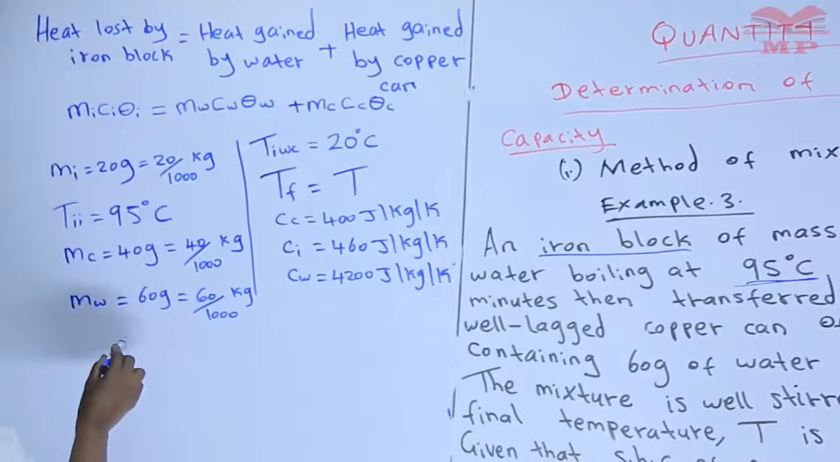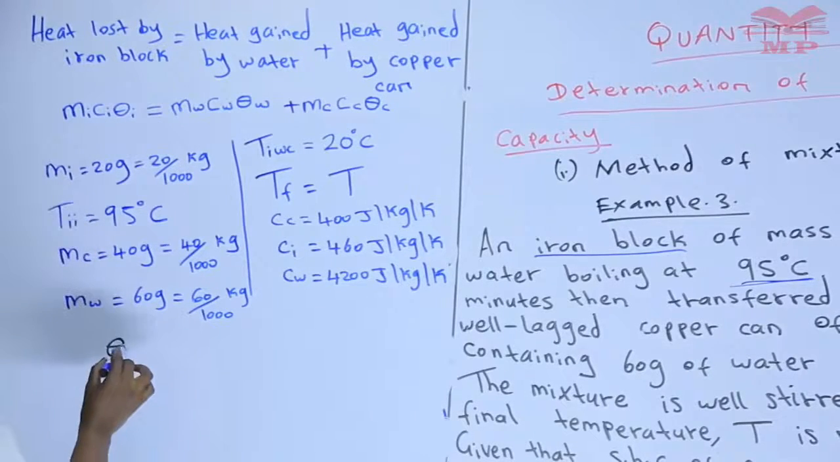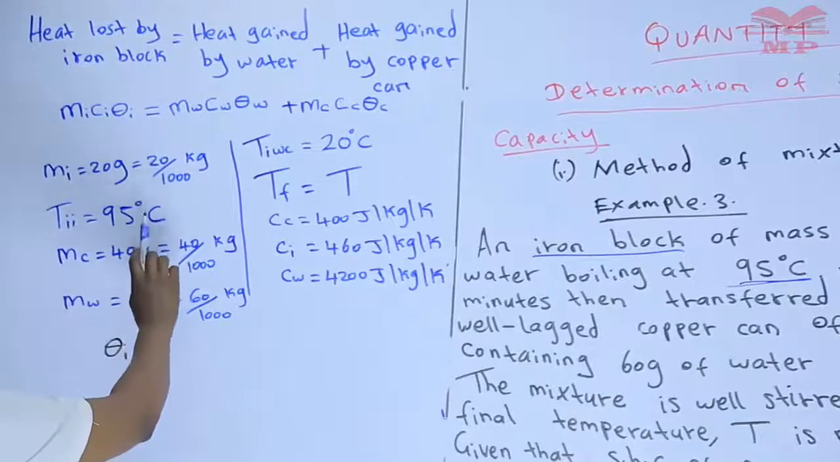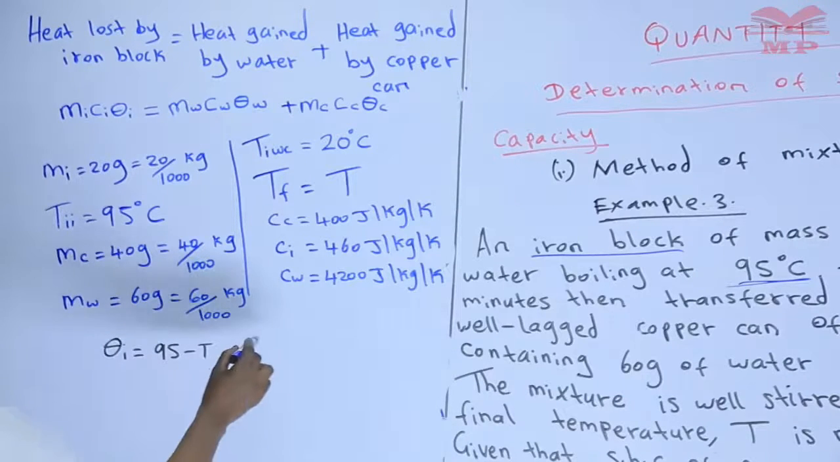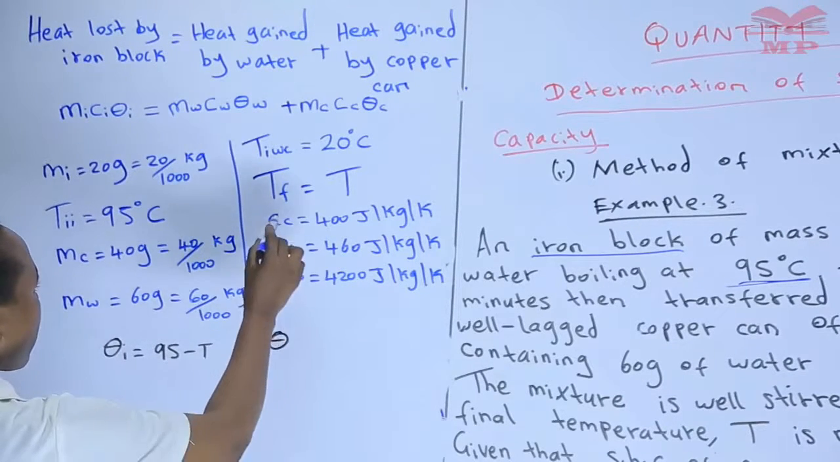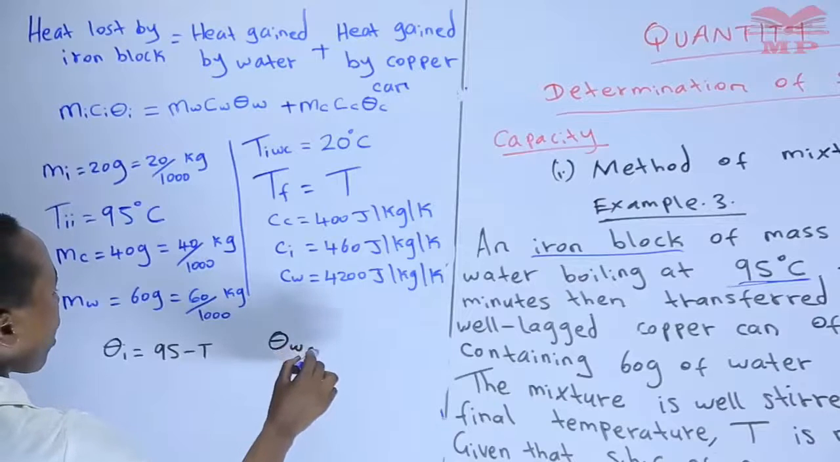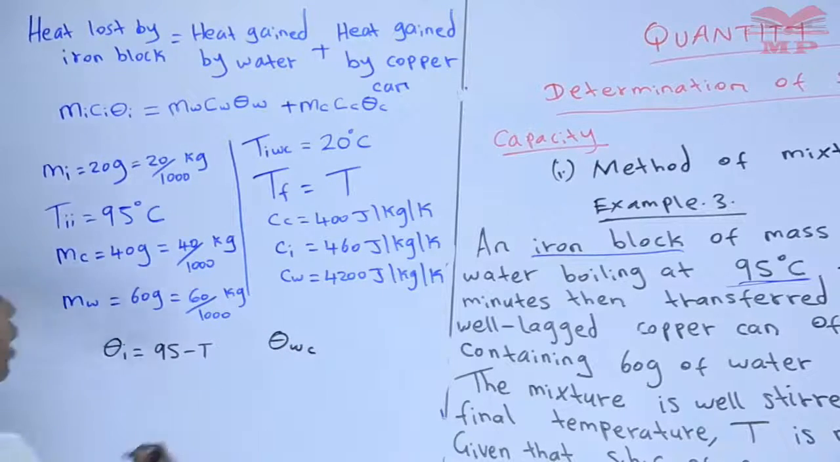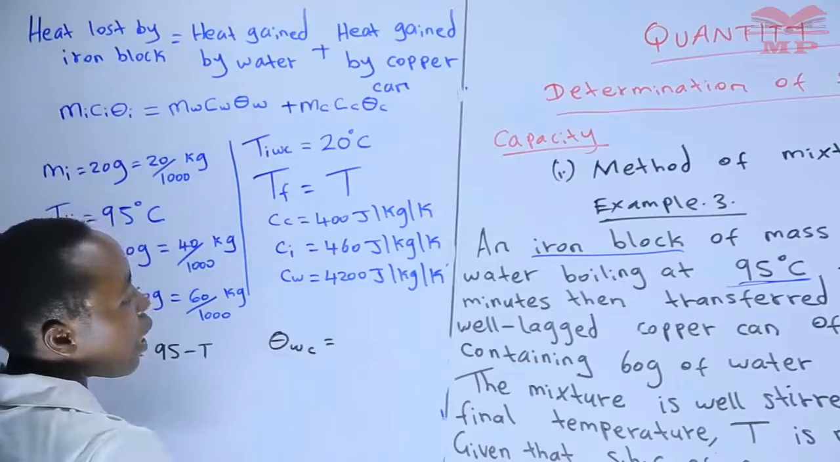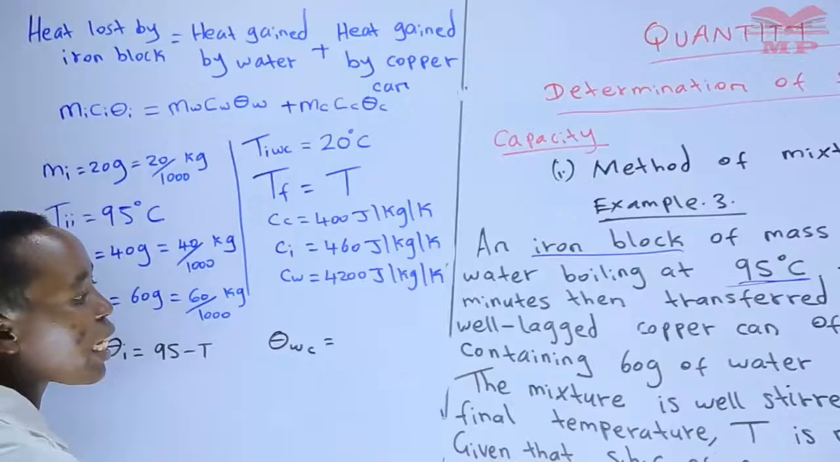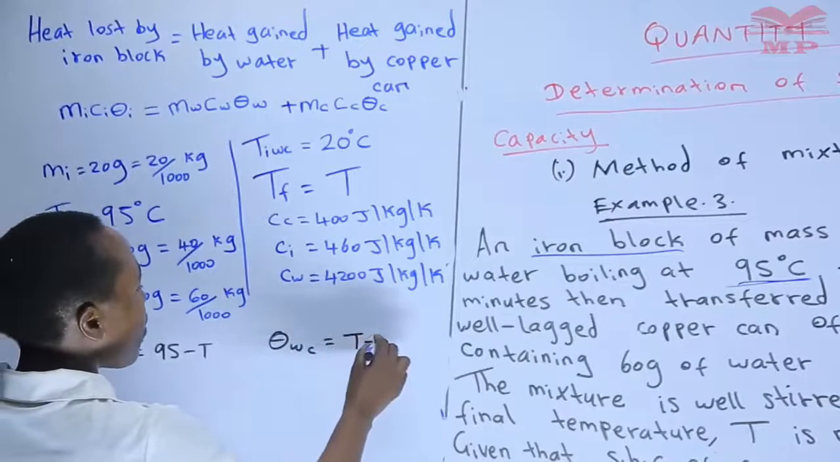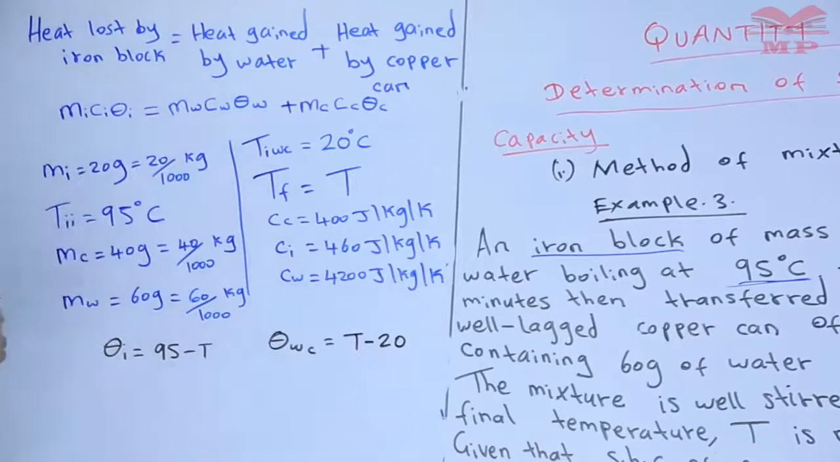that the change in temperature for the iron will be, initially it was 95, and then the final will be T. T will be smaller. Then the change in temperature for the water and also the copper can will be: the initial one, we have 20, the final one is T, but we know T is greater than 20. So it will be T minus 20. So take note of that. So now we can move on.